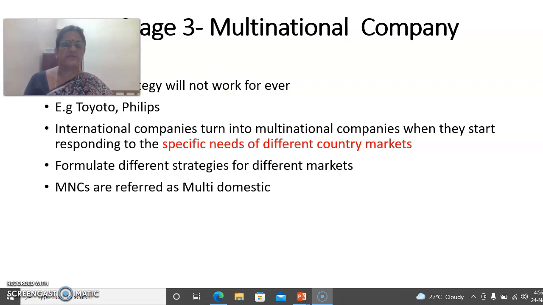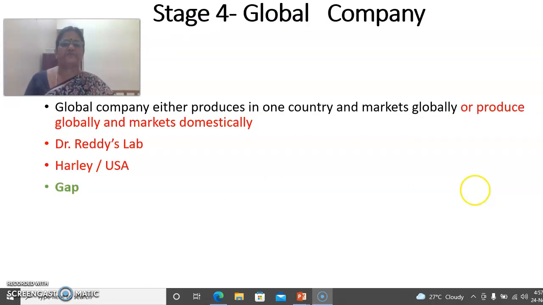different country markets. Instead of extending the product produced in the domestic country to the foreign countries, it considers the needs, preferences and taste of the people of different countries and accordingly produces. That means it formulates different strategies for different markets. That is why the multinational companies are referred to as multi-domestic.